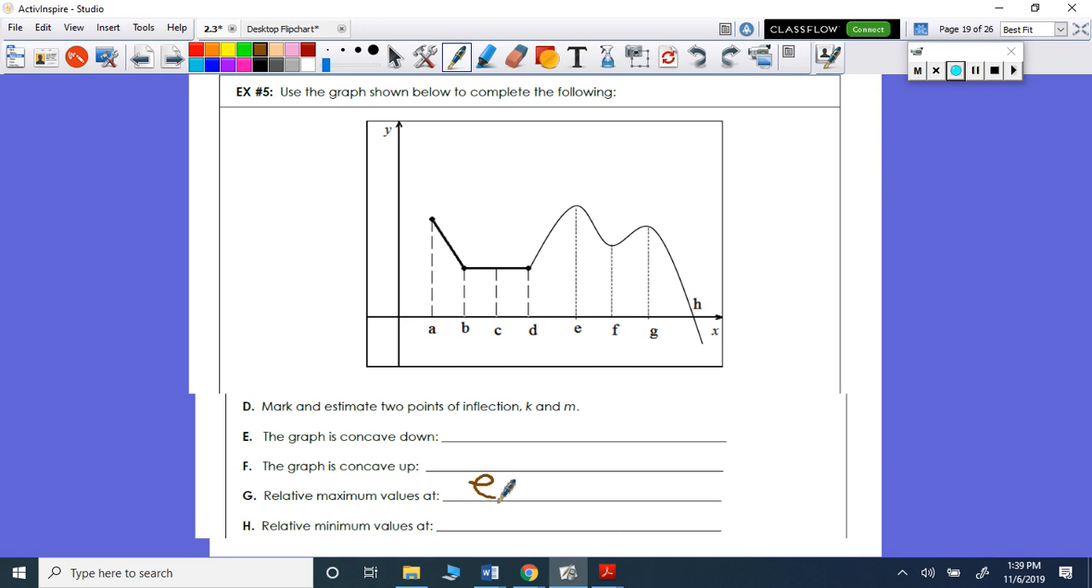Do you agree the max occurs at E? Right? The relative max? Relative max is also going to be at G, because if we plugged in that maximum value, it would work. So we are talking about multiple maxes. And the min is at F. There's only one min. All right.